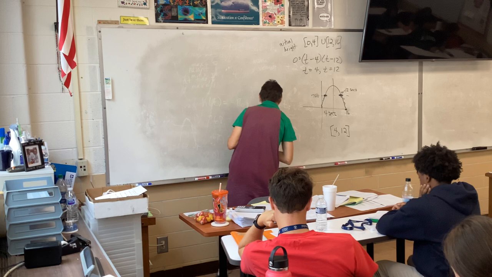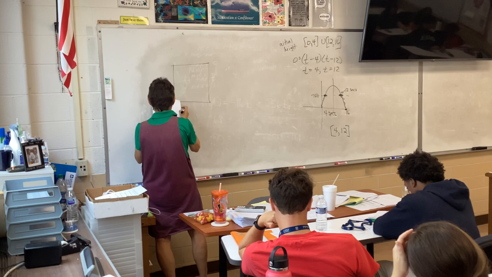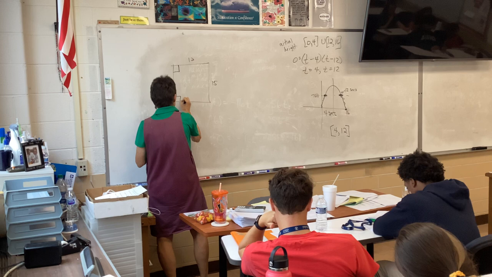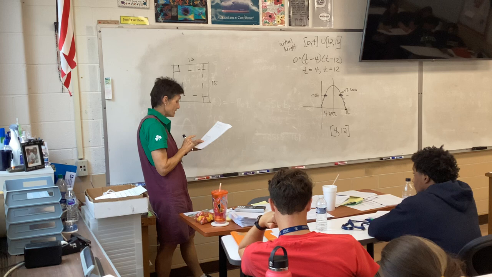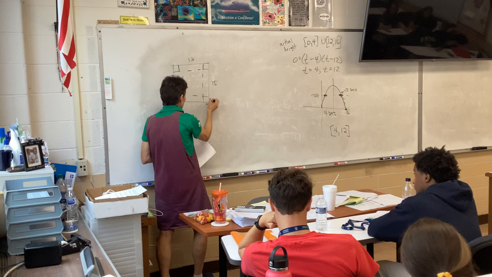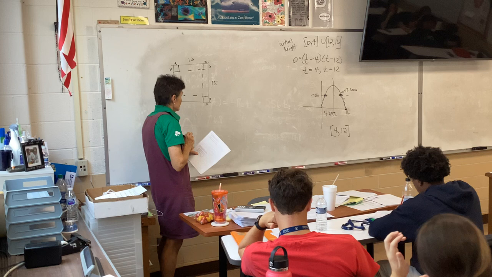All right, here's our piece of paper, and the paper is 12 by 15. We're cutting out these corners, folding up the flaps. Can you visualize what's happening? Folding up the flaps. And we want the volume of the resulting box to be 125. And we're calling the little cutouts X. All right, who's got a thought?